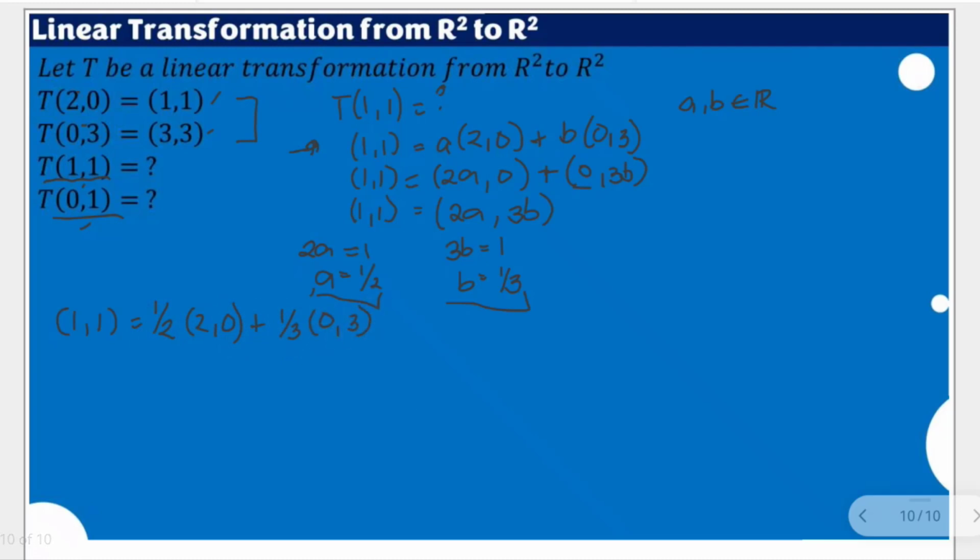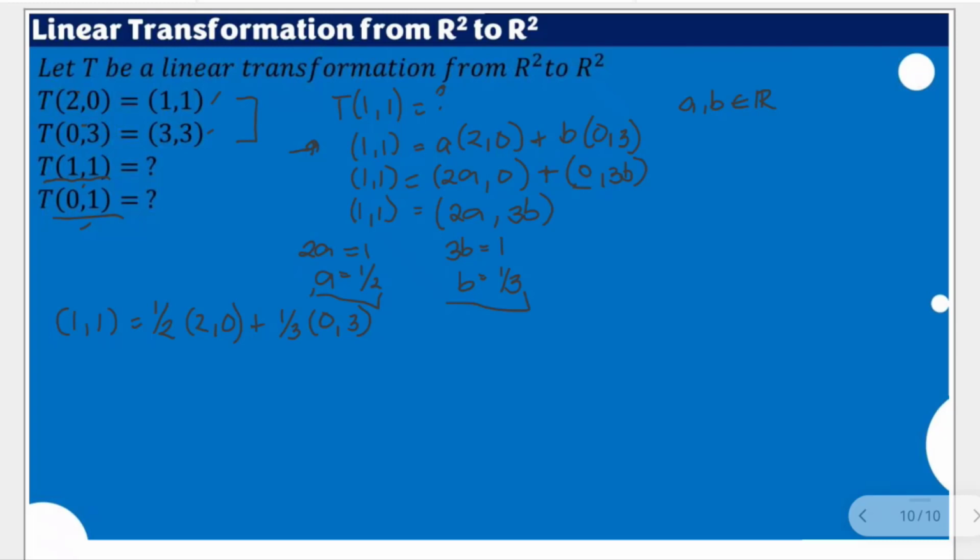If you're not convinced with that, of course, you can multiply. 1/2 times 2 is 1. Then we have here 1/3 times 0 is 0. So 1 plus 0, we have 1 here, right? Same thing with the other. 1/2 times 0 is 0. 1/3 of 3 is 1. That's why we have that.